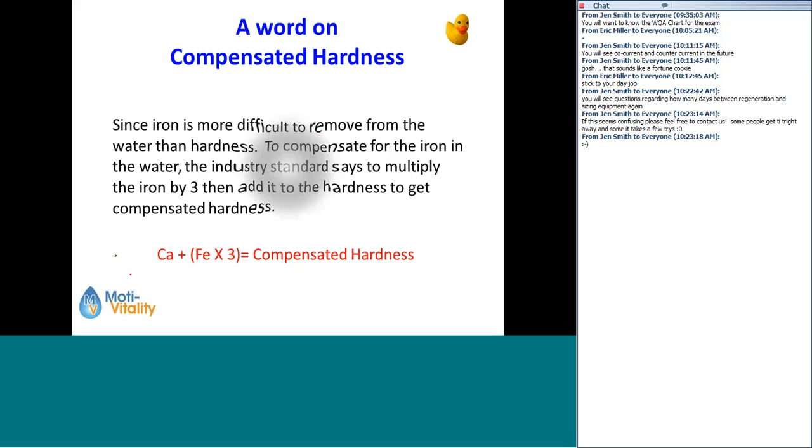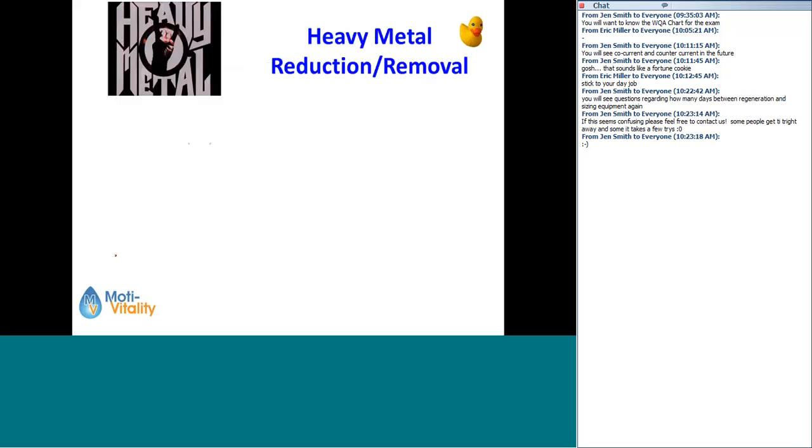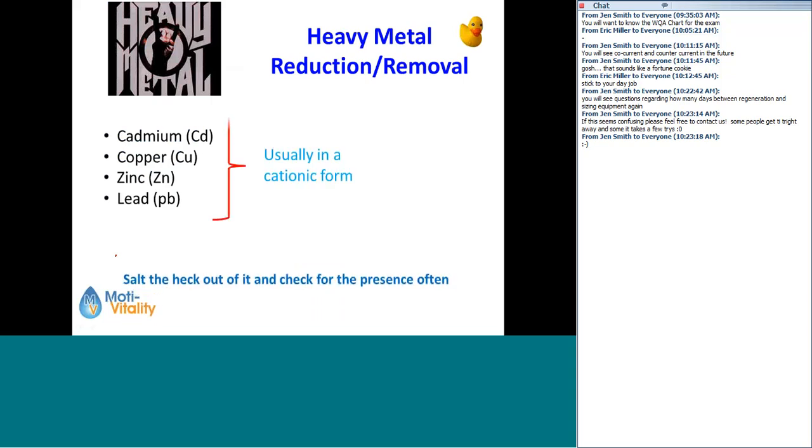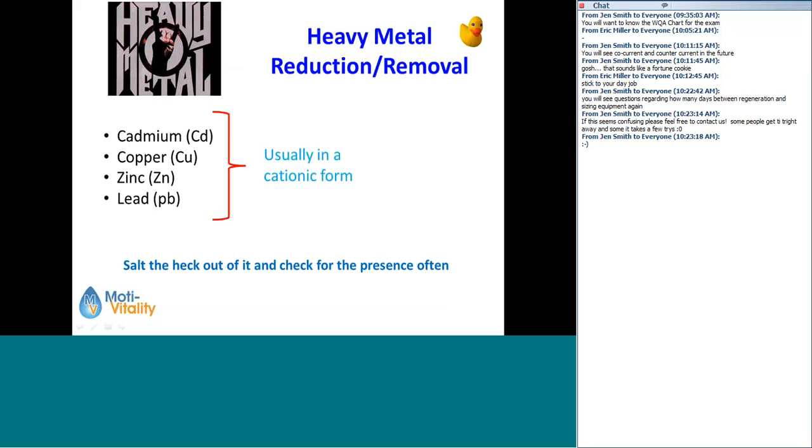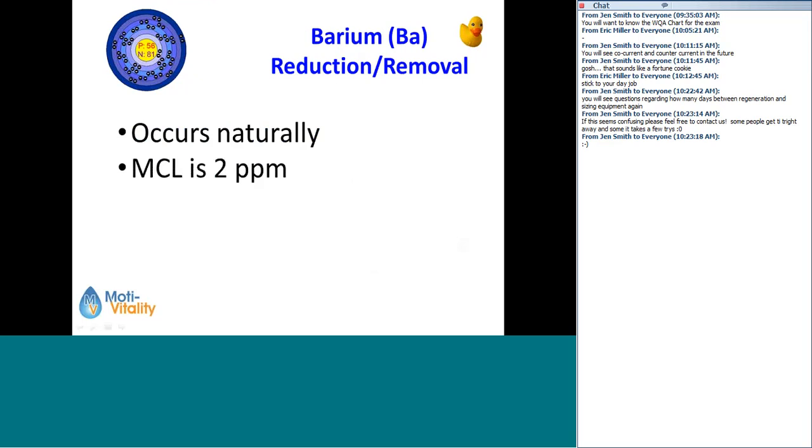Heavy metal reduction. Water softeners, cation resin, will remove certain heavy metals like cadmium, copper, zinc, lead. They're usually going to be in a cationic form. If you have these things in the water, then you need to salt the heck out of them and check for their presence often because they're not good for you in the water. Barium occurs naturally. It is on the EPA's maximum contaminant levels, and its maximum contaminant level is 2 parts per million. It acts just like calcium and magnesium, works the same way.